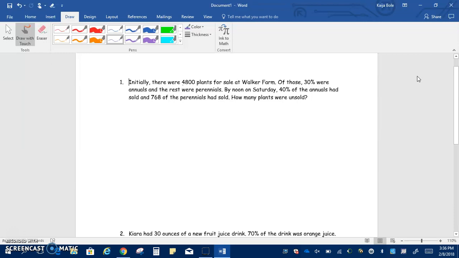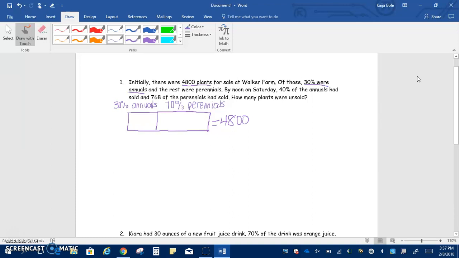So we know at the start there were 4,800 plants for sale. Of those original, 30% were annuals and the rest were perennials. So we're going to start with that. We're going to draw a little tape diagram here, where 30% were annuals, and then the rest, which would be 70%, were perennials. And we know that all of this equals 4,800.